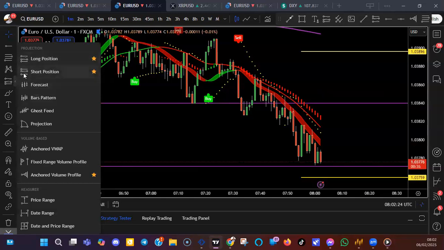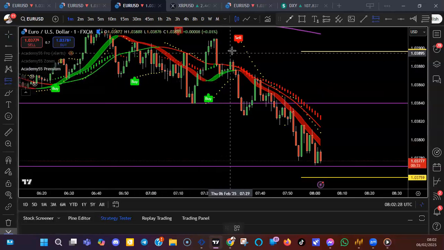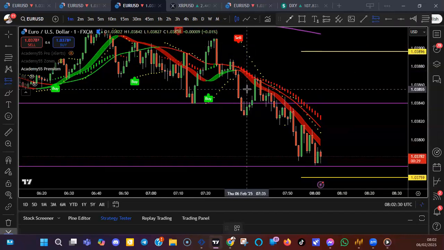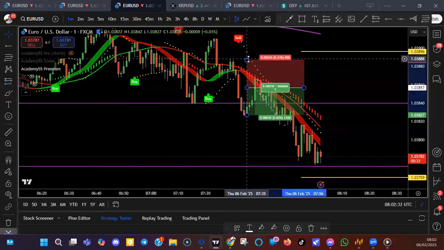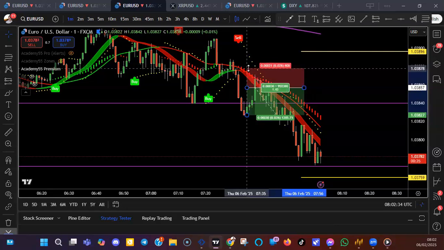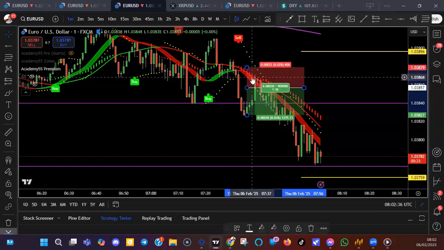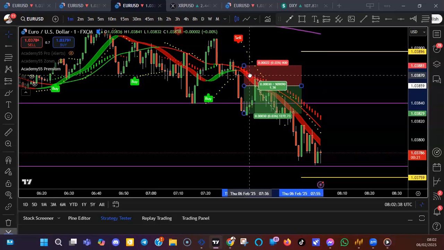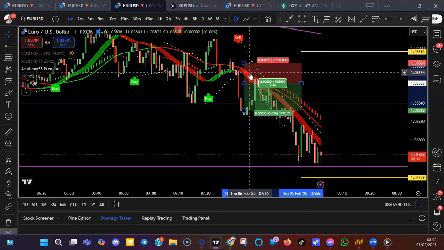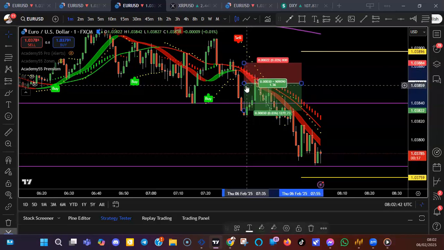So let's have a look at this one. Sell zone there. You would want to be minimum of 2.2 pips away. So you couldn't get into the trade.